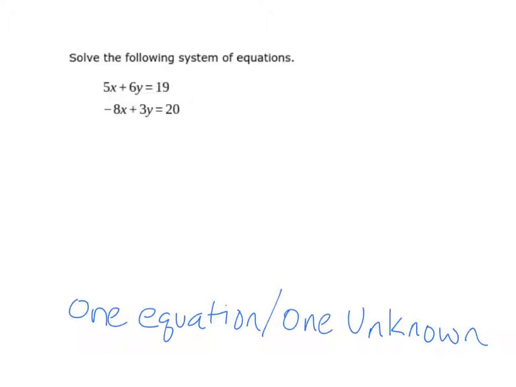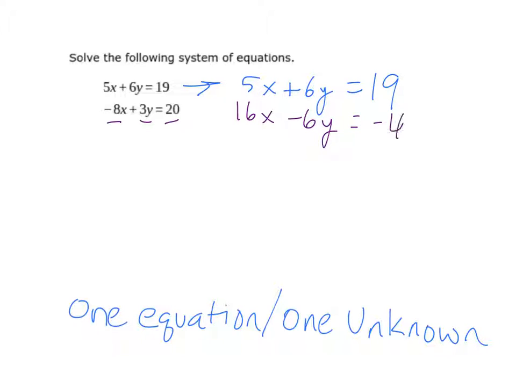So what I'm going to do is leave the top equation alone, because it's already got the 6 in front of the y, which is what I want. I want some version of 6 in front of y. And then for that second equation, everything will be negative 2 times bigger. This, and this, all multiplied by negative 2. So that's going to give me a 16x, a negative 6y, and finally a negative 40.